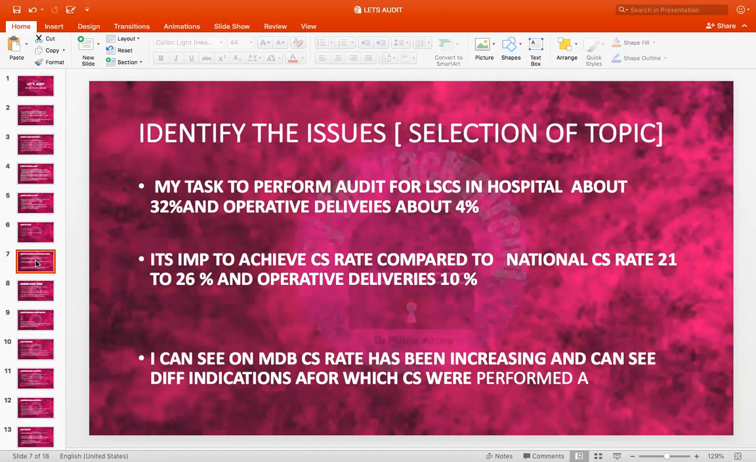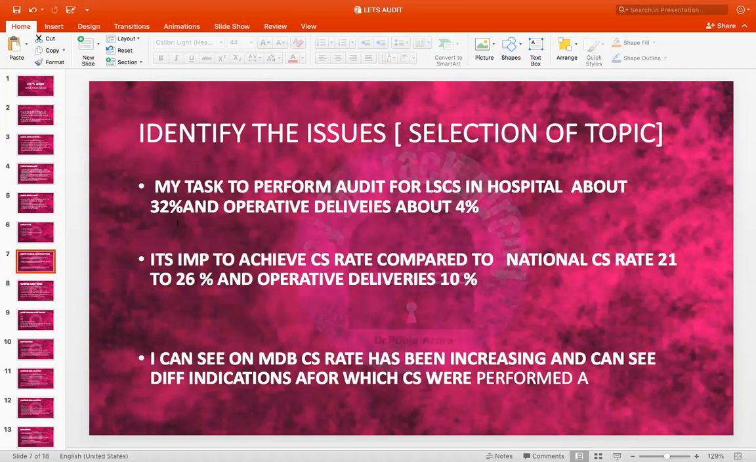Normally, you will be given a topic that you have to make an audit about: the increasing cesarean rate. You have to make an audit why shoulder dystocia has increased. You have to do an audit why there is so much GBS in babies. You have to make an audit why there are more instrumental deliveries or more perineal tears. Why are so many perineal tears happening in that particular hospital, which you are noticing in your maternity dashboard. So that is identifying the issue, or selection of the topic.